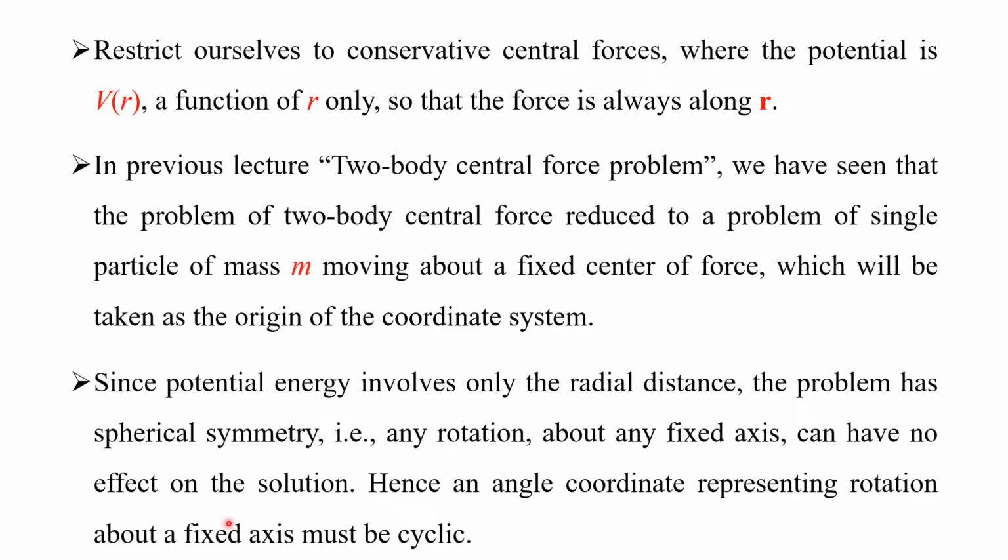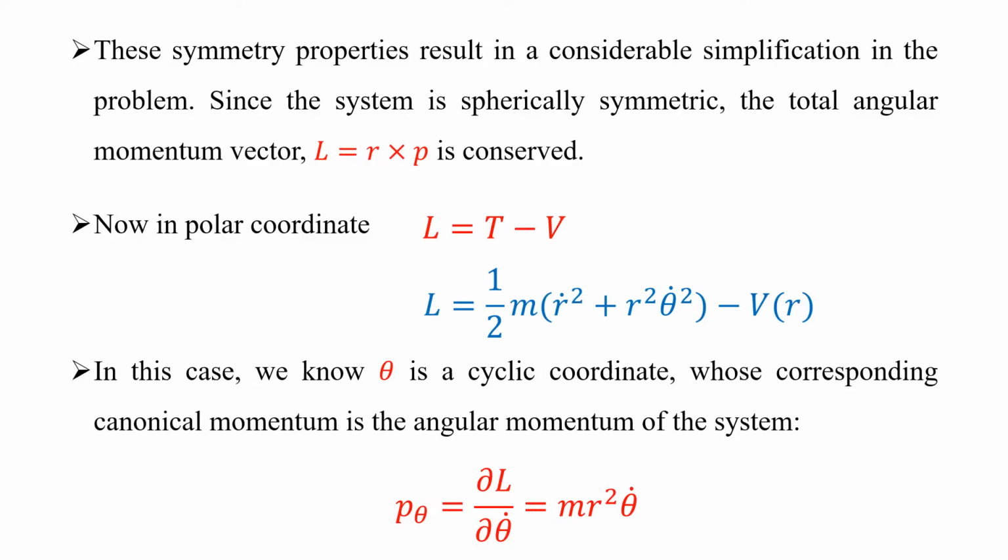You have to note the point: fixed axis. So we will see what the fixed axis is, and along a particular axis only, this angular coordinate is cyclic. We are going to see it now. These symmetry properties result in considerable simplification of the problem. Since the system is spherically symmetric, the total angular momentum vector L, equal to r cross p, is conserved.